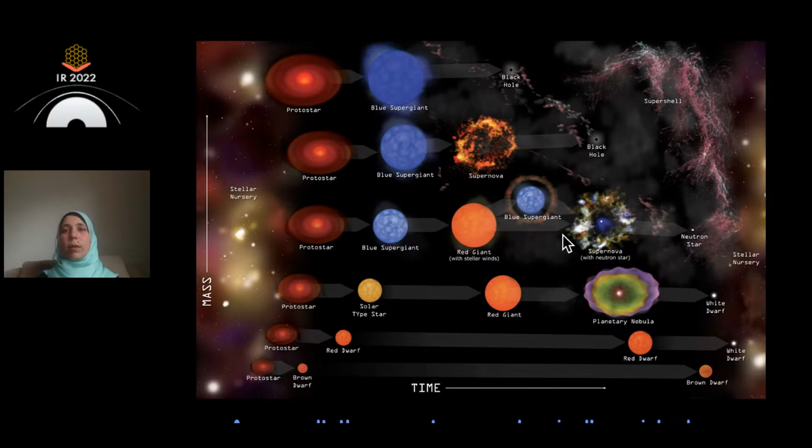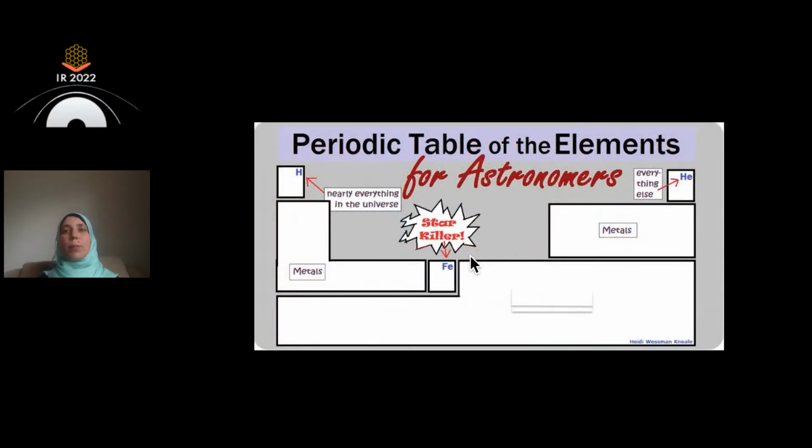So now that we understand this, we can think about the periodic table from astronomers' point of view. If you followed what I mentioned, you would see that the most important elements that we care about in astronomy, roughly speaking, are hydrogen and helium, because those are the most abundant elements in the universe. Everything else in astronomy is called a metal. I know that this is strange, but this is how we call it. And another interesting element here is iron, because after having iron in the core, the star is going to explode.